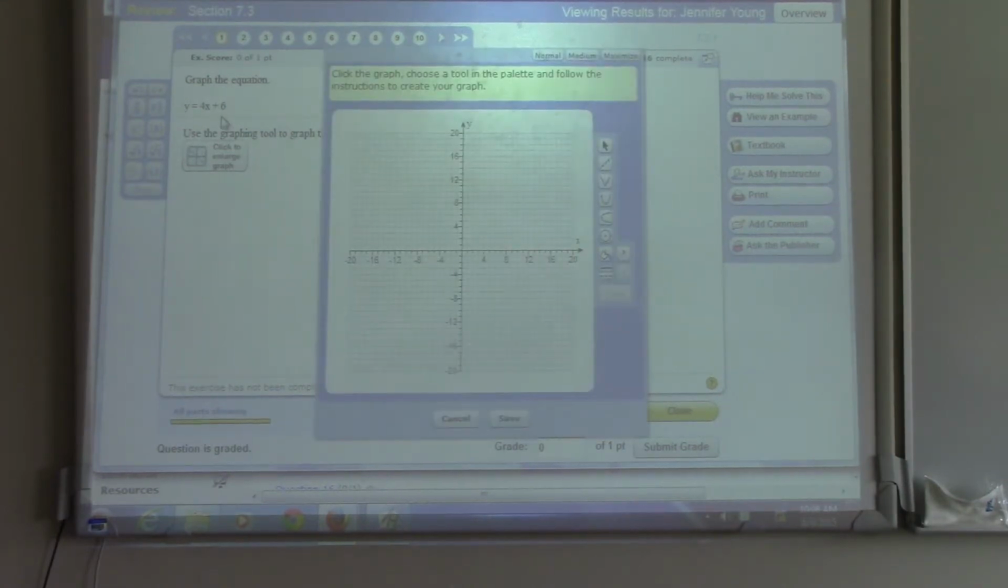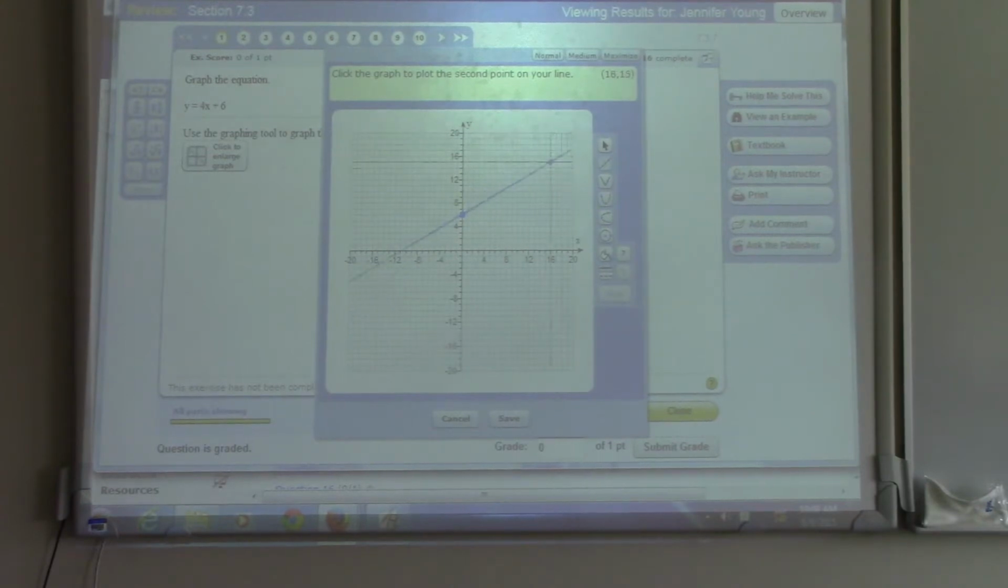So what is the y-intercept? 4. So you put your straight line, you get the line total. And the y-intercept is 6. So there's your y-intercept. And you know it's a positive slope. Why? Because the 4 is positive. So the line's going to go left to right, upward.